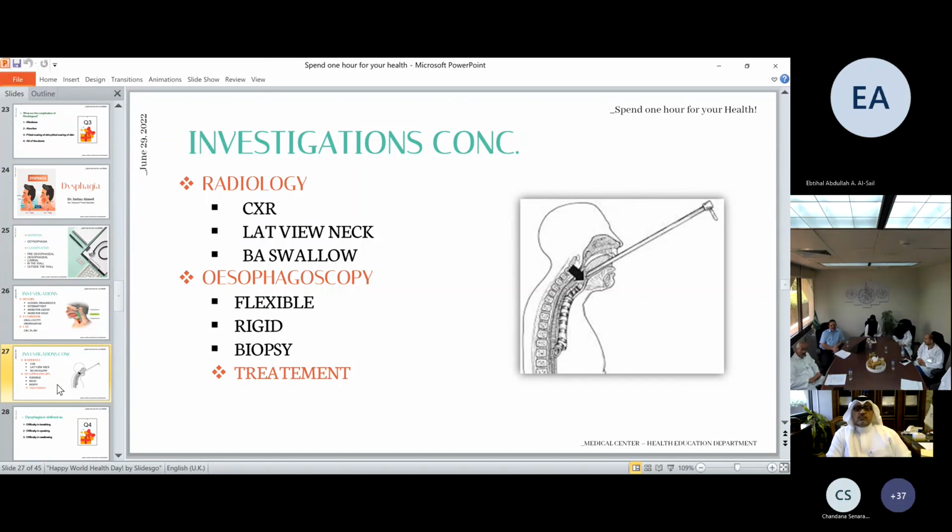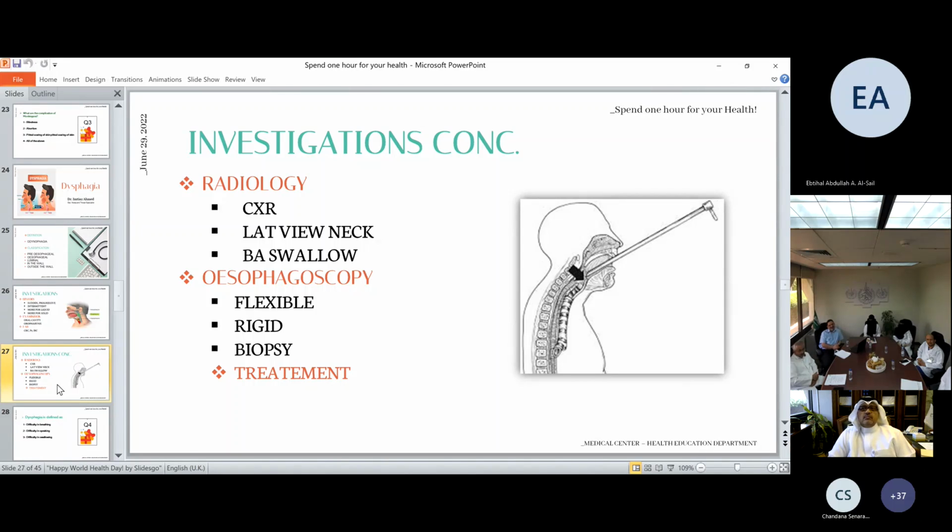And if we have flexible endoscopy, this is a tube which is passed, and we directly examine the oropharynx and also the esophagus. Mostly it is done by the gastro people. In the ENT setup, we have rigid endoscopy, through which we examine; it is both diagnostic and therapeutic.